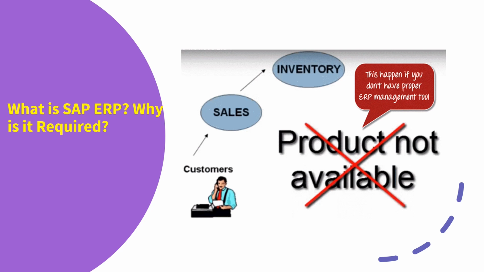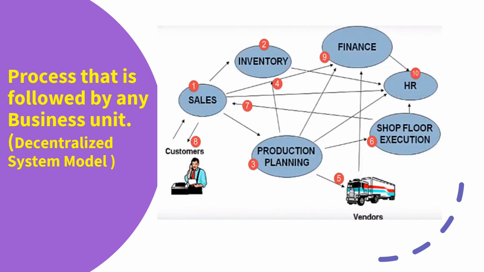I think this is a very small model, that's why you are unable to understand. If we take a complex business flow, you will understand why ERP is needed. So let's see a complex business flow in the next chart. This is a complex business flow for a company that is not using enterprise resource planning. Basically, you can say it's a decentralized model.